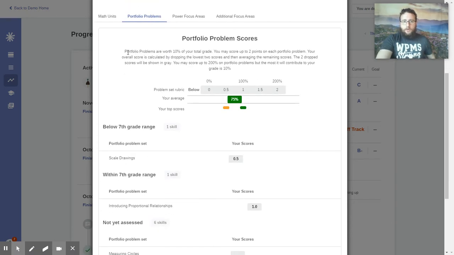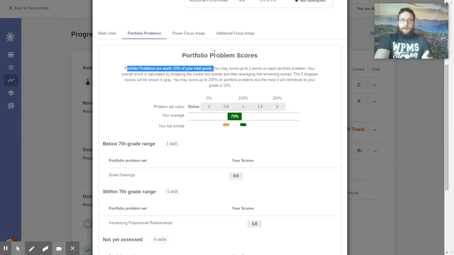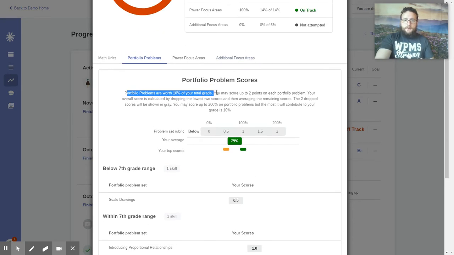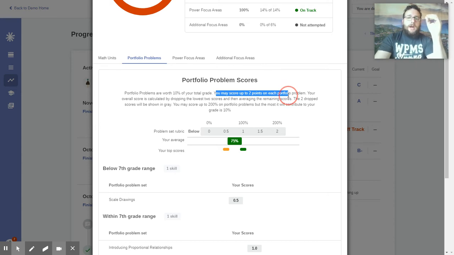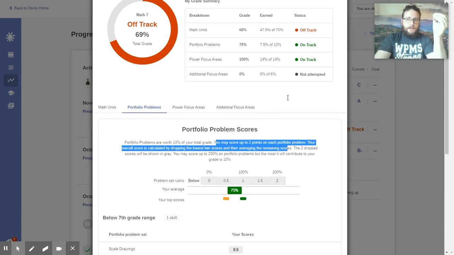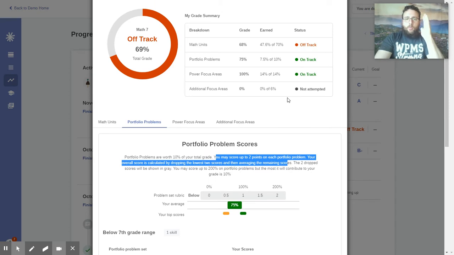Now, portfolio problems only account, usually, like I said, for about 10% of your grade. Now, there's a little bit of an interesting rule with them. You can score up to 2 points on a portfolio problem, but on each of them, you only need to score 1. So that means that if you have one portfolio problem that you score above a 1, it makes up for another one that you score below a 1. And so that's kind of how it works. It's almost like a bit of extra credit. Now, that doesn't give you extra credit towards your overall grade, but it can help you have a higher grade on the portfolio problems.